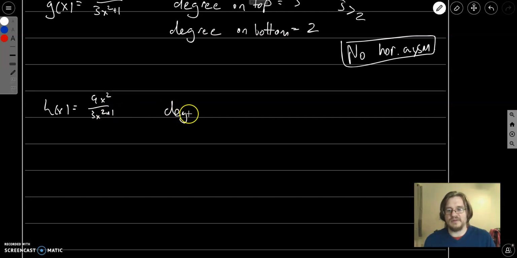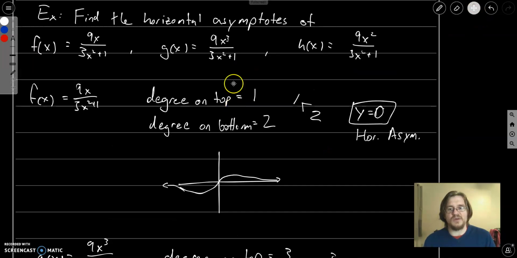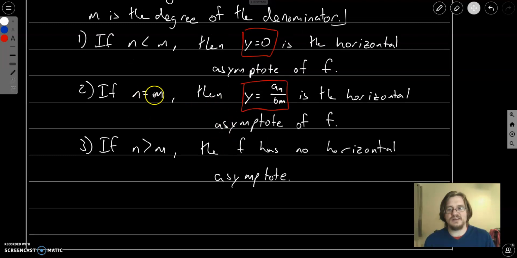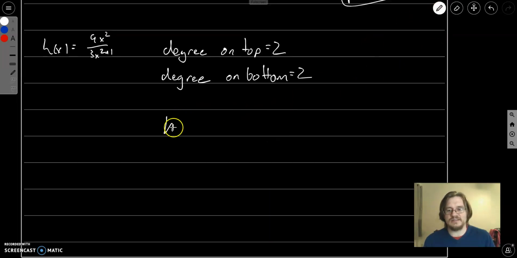Cool. And then let's look at the last function, 9x squared over 3x squared plus 1. Now the degree on top is 2, and the degree on bottom is also 2, and 2 is equal to 2. When we have equal degrees, we have a little bit of work, but in this case, this is pretty easy. The horizontal asymptote is going to be y is equal to, we look at the leading coefficients, and it'll be 9 over 3, which is the same thing as 3.